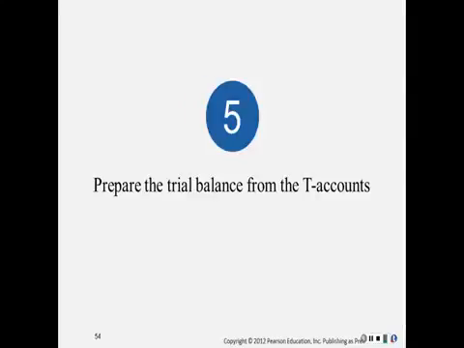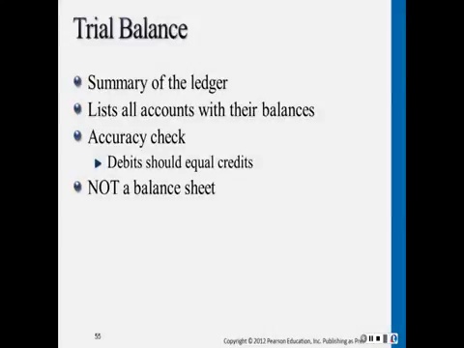The fifth learning objective is to prepare the trial balance from the T accounts. A trial balance summarizes the ledger by listing all the accounts with their balances, assets first, followed by liabilities, and then stockholders' equity. In a manual accounting system, the trial balance provides an accuracy check by showing whether debits and credits equal. In all types of systems, the trial balance is a useful summary of the accounts and their balances because it shows the balances on a specific date for all accounts in a company's accounting system.